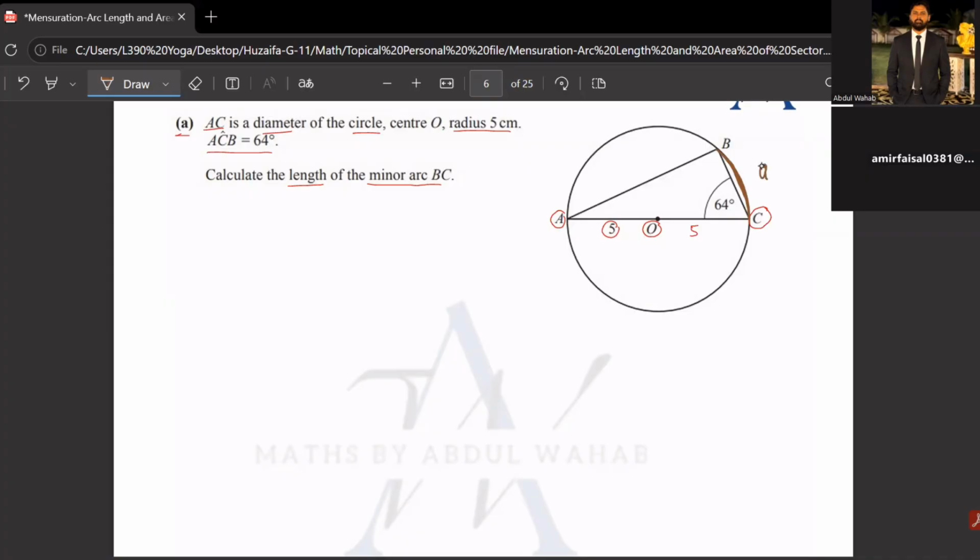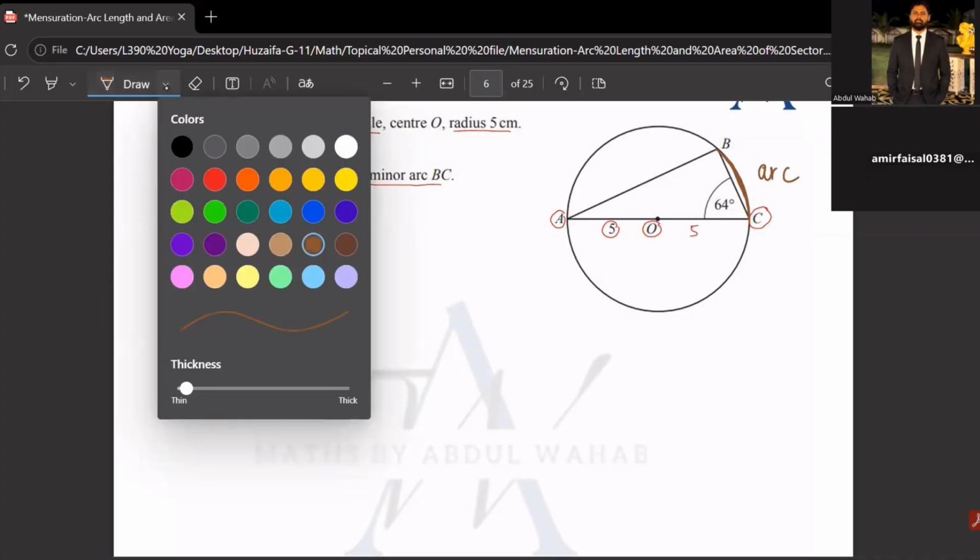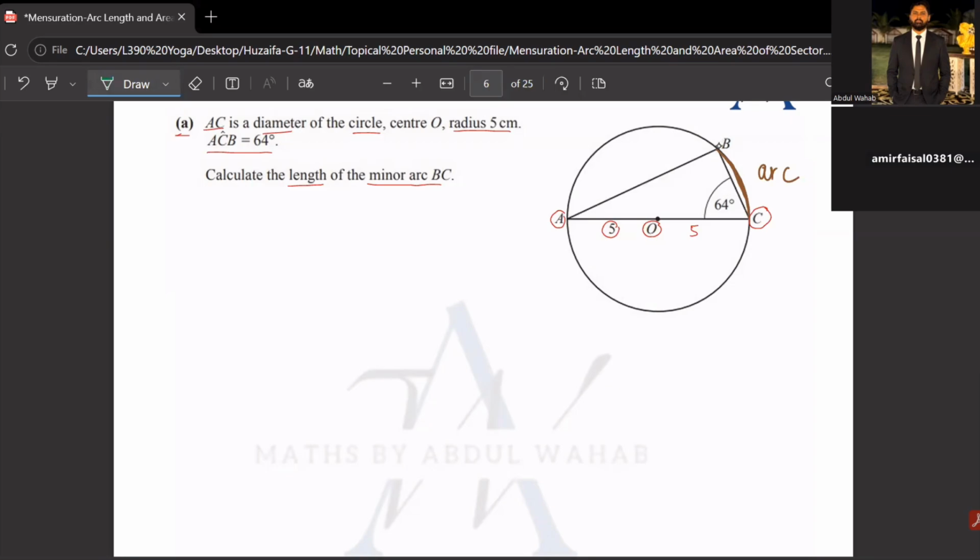BC is also an arc, and we can do this. It is also the BC, and this is also an arc. Then what's the difference between these two? If we say minor arc, it means we are discussing about this. If we are saying major arc, we discuss about it.